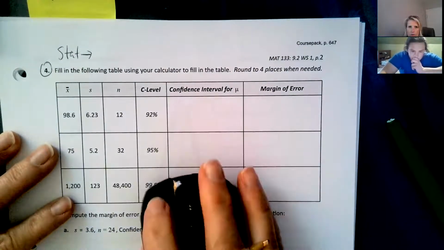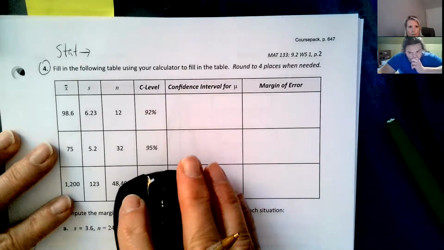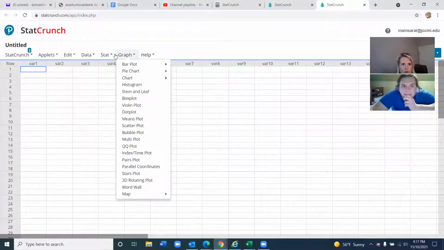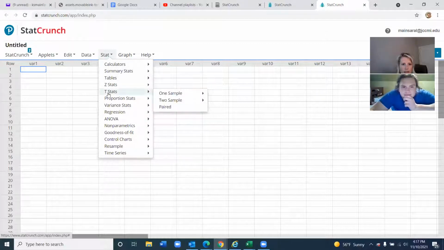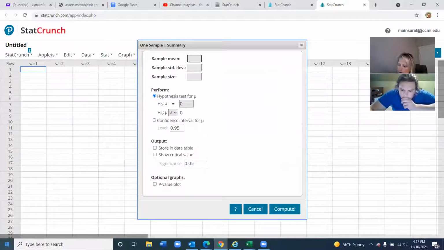I'm going to show you at the same time. So we're going to go to Stat and then down to T stats. So just like in 9.1, we went down to proportion stats, we're going to go to T stats. And then we're going to click on one sample for now. Oops, T stats, one sample. And what we have in this table, we have all the summary statistics. So we're going to go down to with summary. Is everybody there?